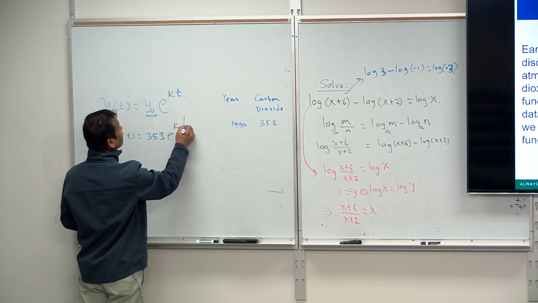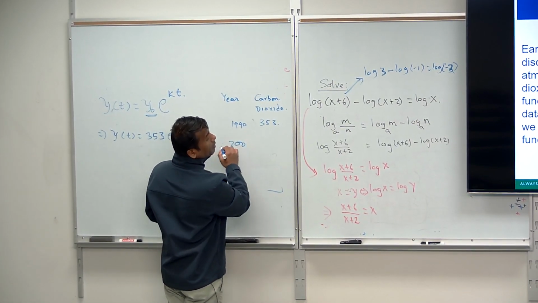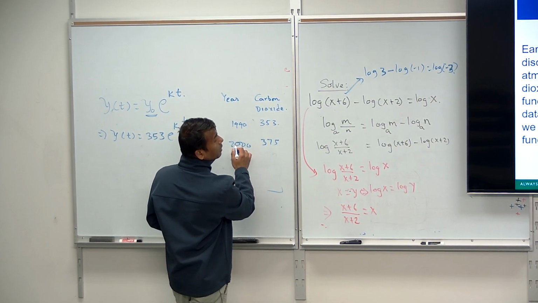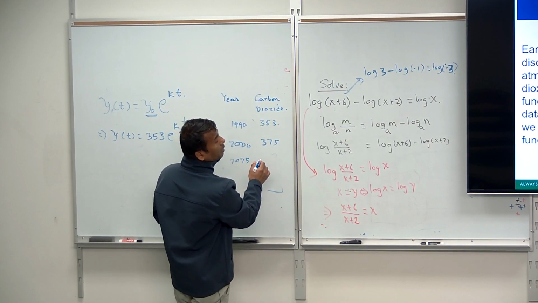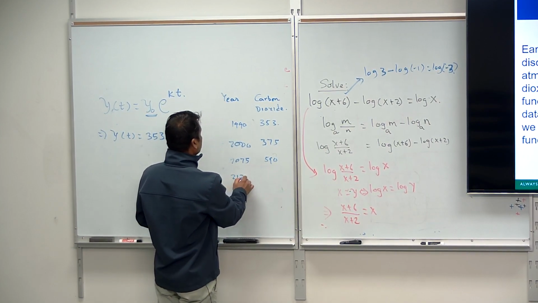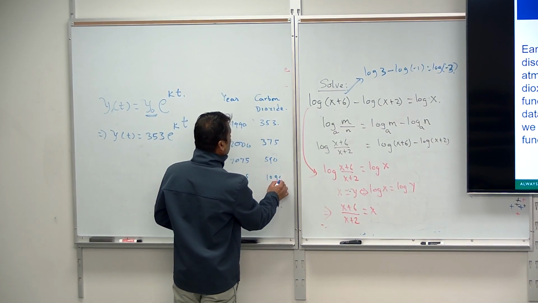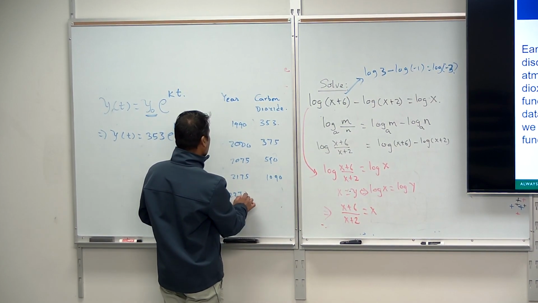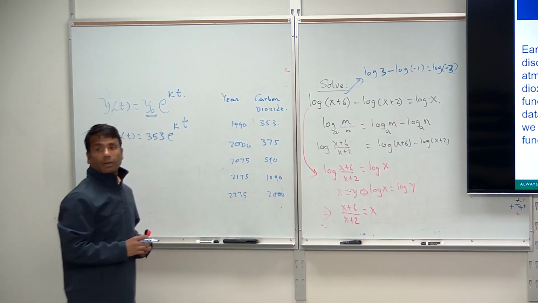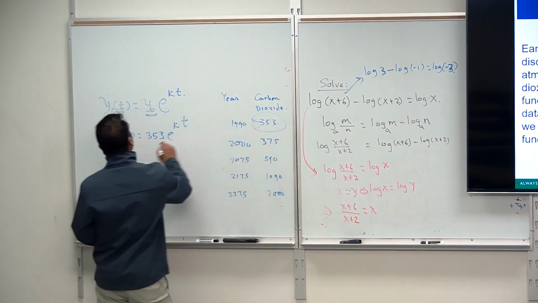So that means y(t) equals, your initial amount is 353, times e to the power kt. So this is your initial amount. In the table you have 2000 is 375, 2075 is 590, 2175 is 1090, and in 2275 you have what? 2000, right? So this is in the table. This is your initial amount, the value of y sub 0.